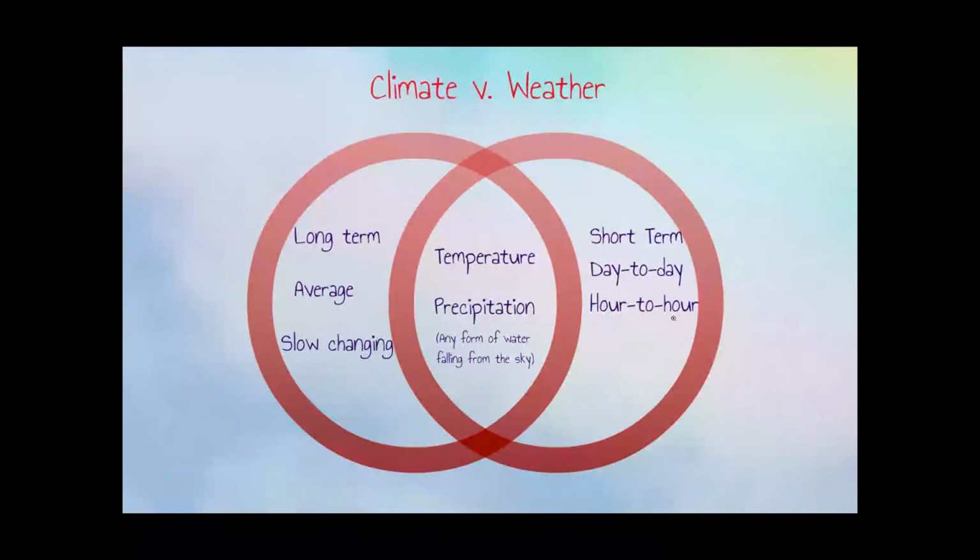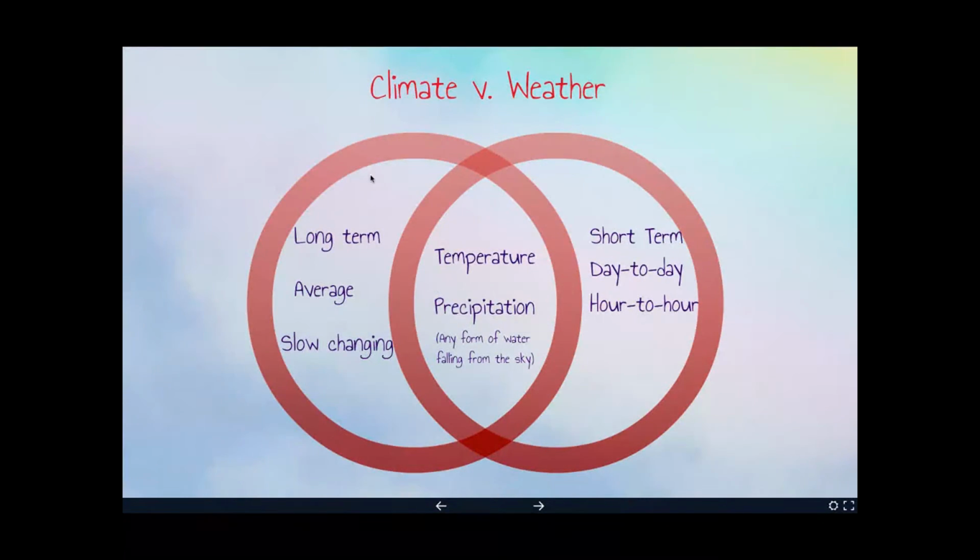It's hour to hour. It's sunny and raining outside. Versus, I might say, well, in the Northeast, it's slightly cool in the autumn. It's cold in the winter. It's warm in the spring and hot in the summer. That's climate. We're talking long term over the course of a year. But we both measure temperature and precipitation, things like rain and snowfall. So they're both measures of the same thing. It's just climate looks at it over long, long periods of time.